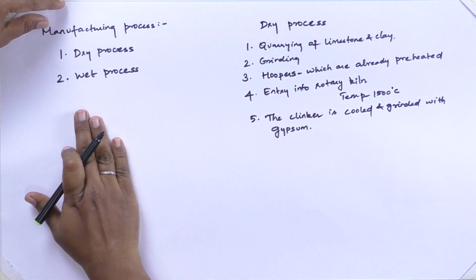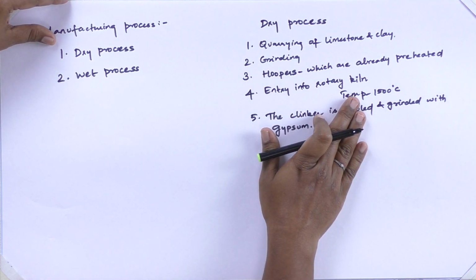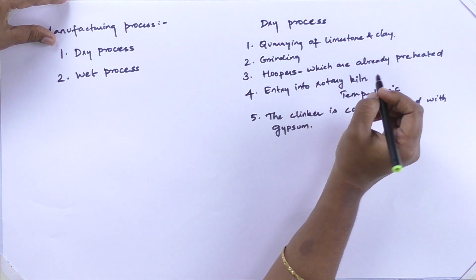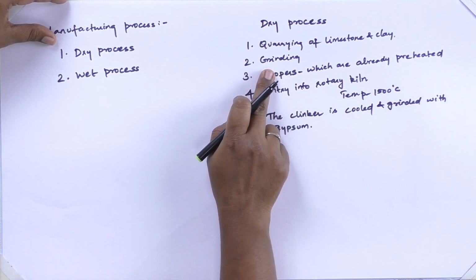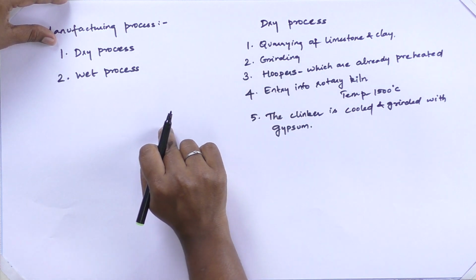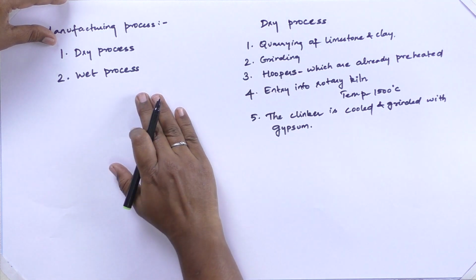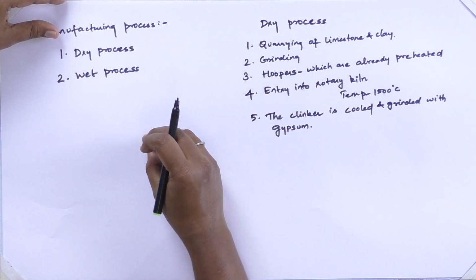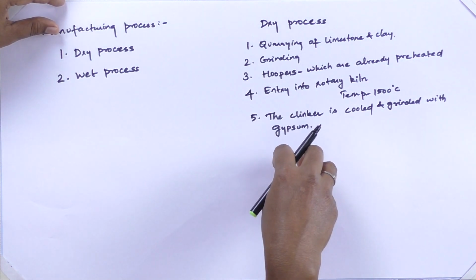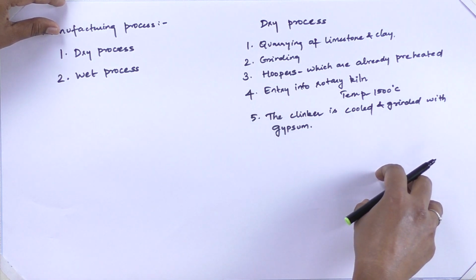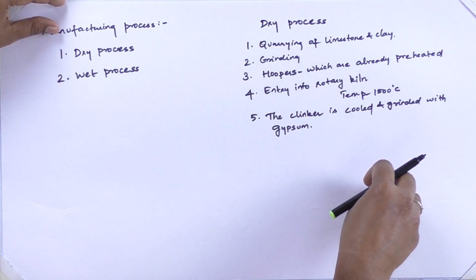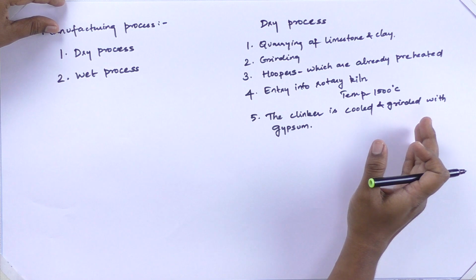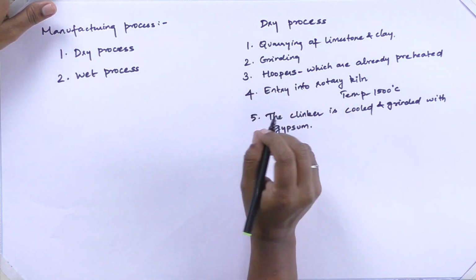The wet process is the same as the dry process, but after quarrying of limestone and clay, during grinding we mix it with water, 40% water, and after mixing with water we burn it, and then it is passed through the rotary kiln, and from the rotary kiln the final end product, clinker, is obtained. From that clinker we break it and grind it with gypsum before leaving for selling.